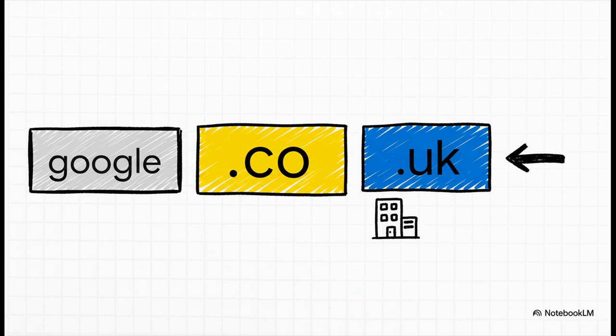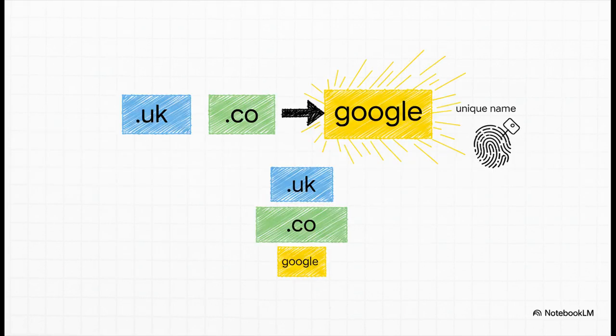Okay, now moving one step to the left, we find .co. This is the second-level domain. Within the UK's domain system, .co is generally used to signal that it's a company, kind of like how .com is used in many other places. And finally, we get to the part we all recognize, Google. This is the unique name, the part that identifies the organization itself. It's the most specific part of the address, like the name on the mailbox.